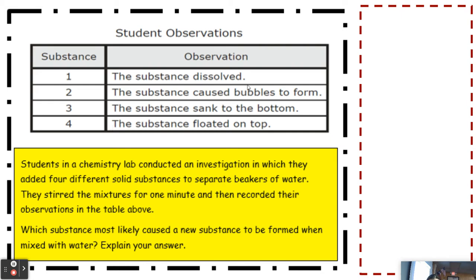So here, when you see bubbles, fizzing, or foaming, you know that's production of a gas. So substance 2 would be evidence that a chemical reaction occurred. If we look at dissolving, sinking, or floating, those are all physical changes. Those are not chemical changes. Our only chemical change here is where we have a new substance, a gas, being produced.